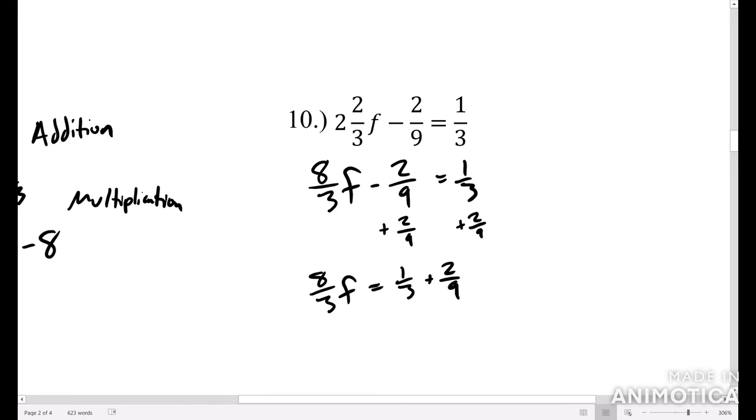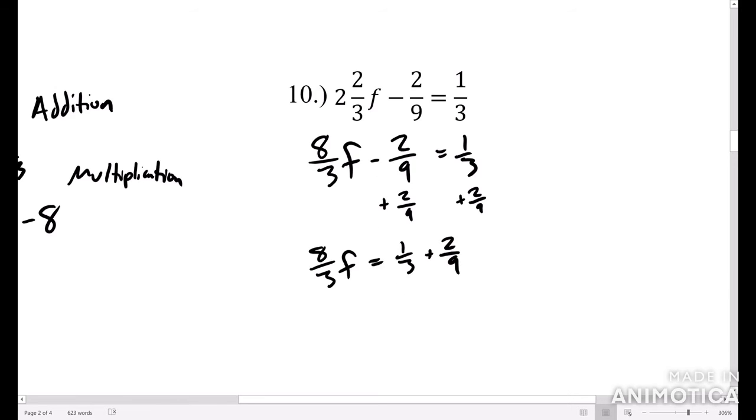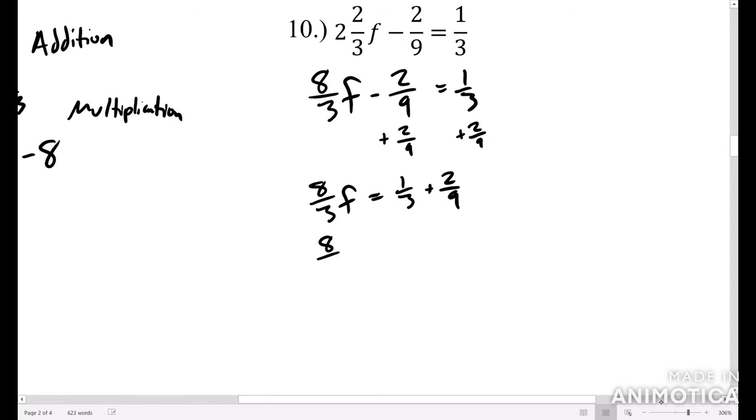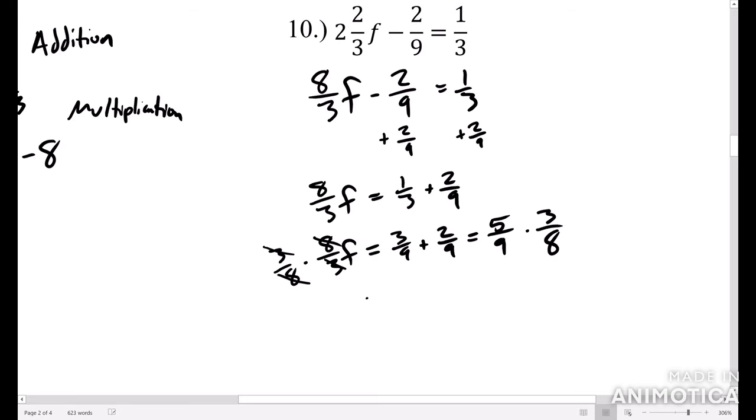And really, if I want to, I can convert this 1/3 into 9ths as well, and write this as 8/3 F equals 3/9 plus 2/9, which I add together to get 5/9. So now I have 8/3 F equals 5/9. I'm going to multiply by 3/8 on both sides. Doing that will get rid of the fraction that's in front of F. So the 8's cancel, the 3's cancel, I'm left with F.